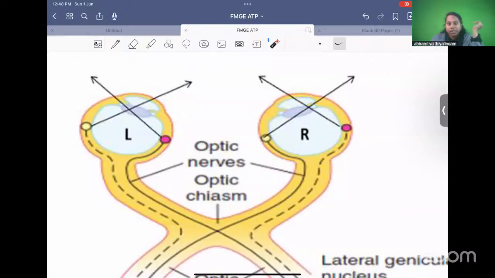Whenever you look at any object, any field, all objects on the temporal or lateral field will cross and fall on the medial half of the retina. All objects on the medial field will cross and fall on the lateral half of the retina. Objects on top will cross and fall on the inferior half. Objects down will cross and fall on the superior half. This is the complete crossing over that happens.